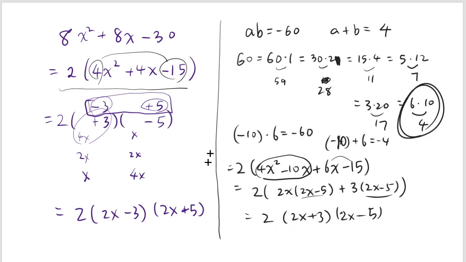So choose your method. Either do it by trial and error or do it by using this method where you multiply the first and the last. So that's in general what should be done.